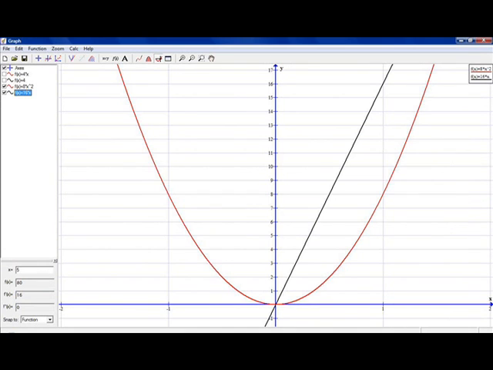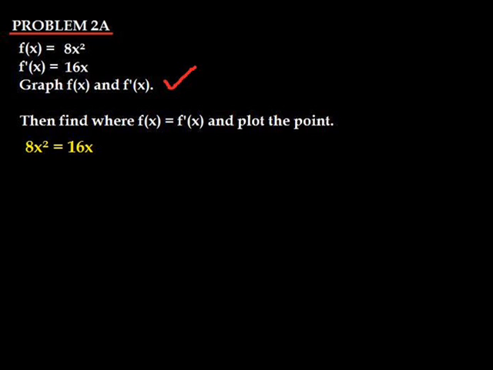Here it is again in a much nicer form. Okay, let's move. Alrighty, so part 2 of problem 2a asks us to set 8x squared equal to 16x, and then find out where they're equal and plot the point. So we've done that. x squared is the same thing as x times x. We can rewrite it like this.